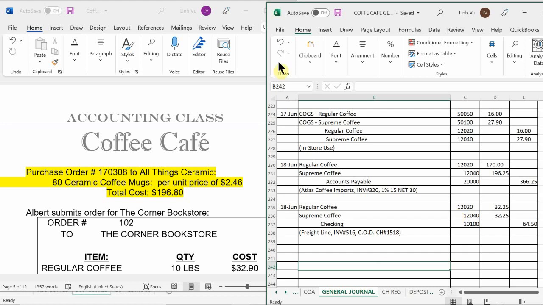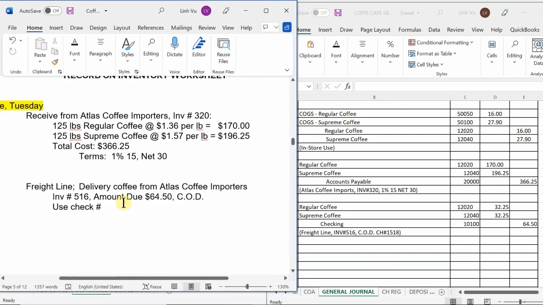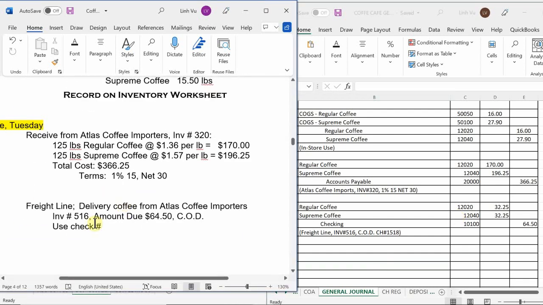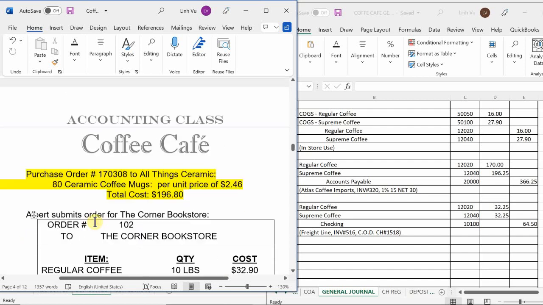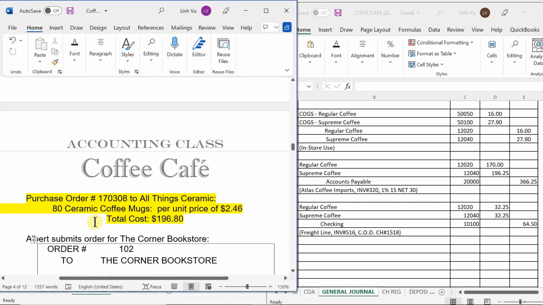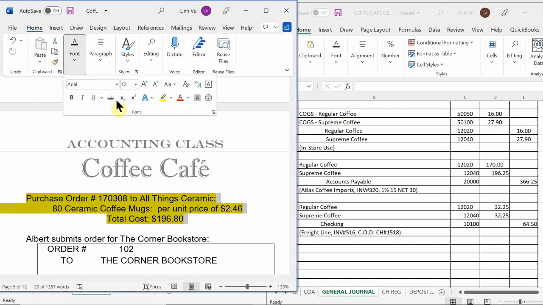So this is where we left off, right? Our first thing that we did was we received our inventory items. So now the next thing we have here is we're going to do a purchase order for some more ceramic coffee mugs. Okay. So what do we do with the purchase order?